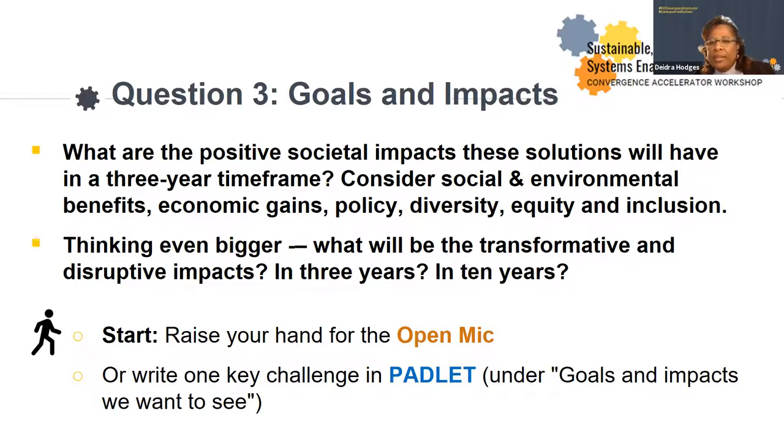What about policy, diversity, equity, and inclusion? We're hearing a lot about that lately. So think big. If you had to think out of the box, just think big. If you had everything you need, what would be the ideal situation, the perfect solution? What would be transformative and disruptive? What can be done in 3 years? What can be done in 10 years? So with that, we'll go ahead and open the mic up for the next person.